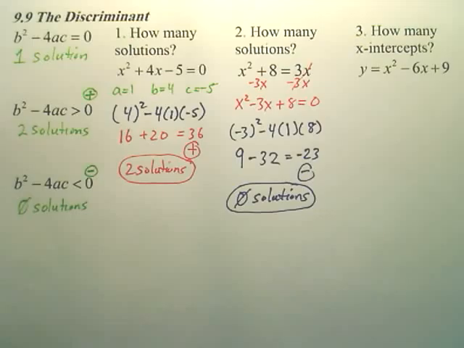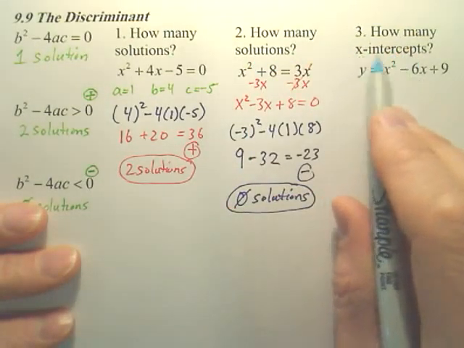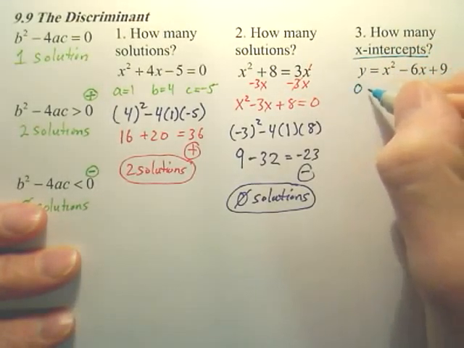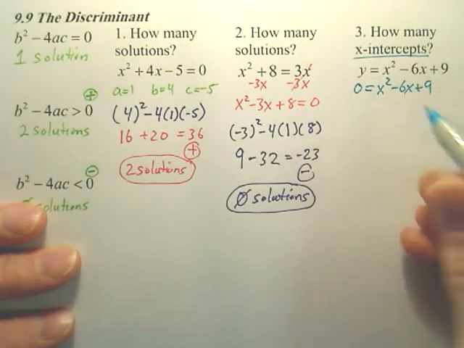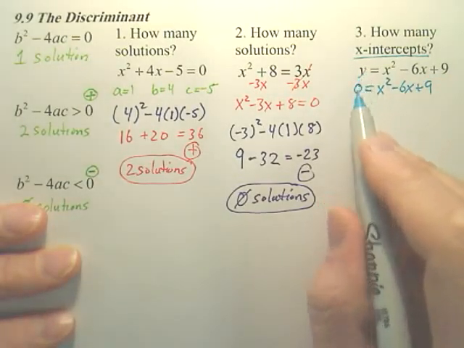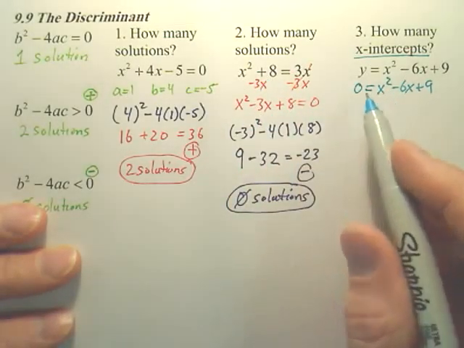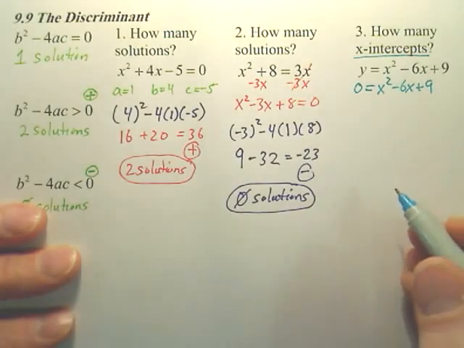All right, the last one. Now this doesn't ask how many solutions, it asks how many x-intercepts. Well, if you think about it, x-intercepts mean that y is 0. So if it's saying x-intercepts, it's basically saying y is 0. Now, doesn't this look like these problems now? Yeah. So if I just solve it, will it tell me how many solutions? And solutions are the x-intercepts.